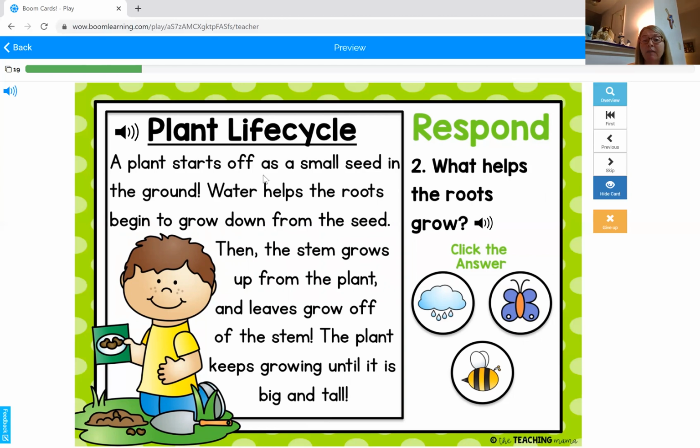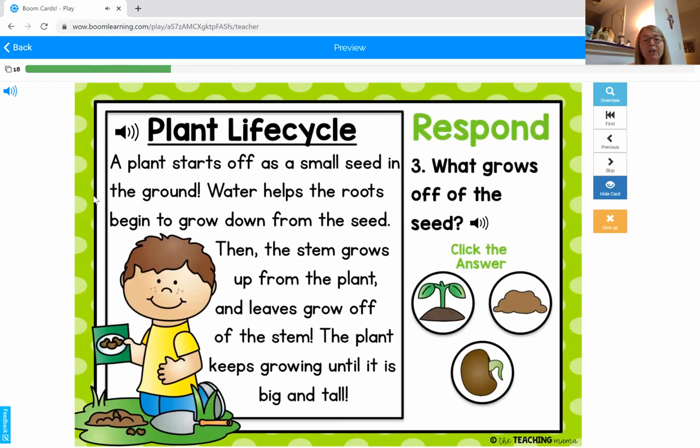I'm going to read it again because it's going to ask us a different question. A plant starts off as a small seed in the ground. Water helps the roots begin to grow down from the seed. Then the stem grows up from the plant and leaves grow off of the stem. The plant keeps growing until it is big and tall, like mom and dad. All right, the question is, what helps the roots grow? Is it water, a butterfly, or a bee? That's right, water.